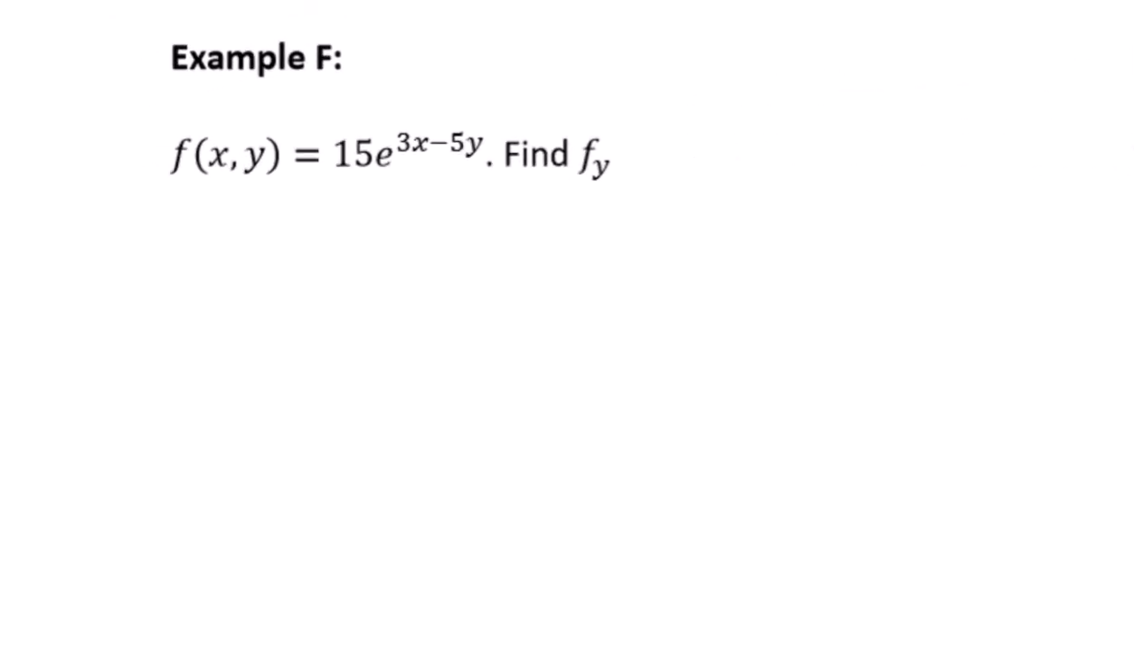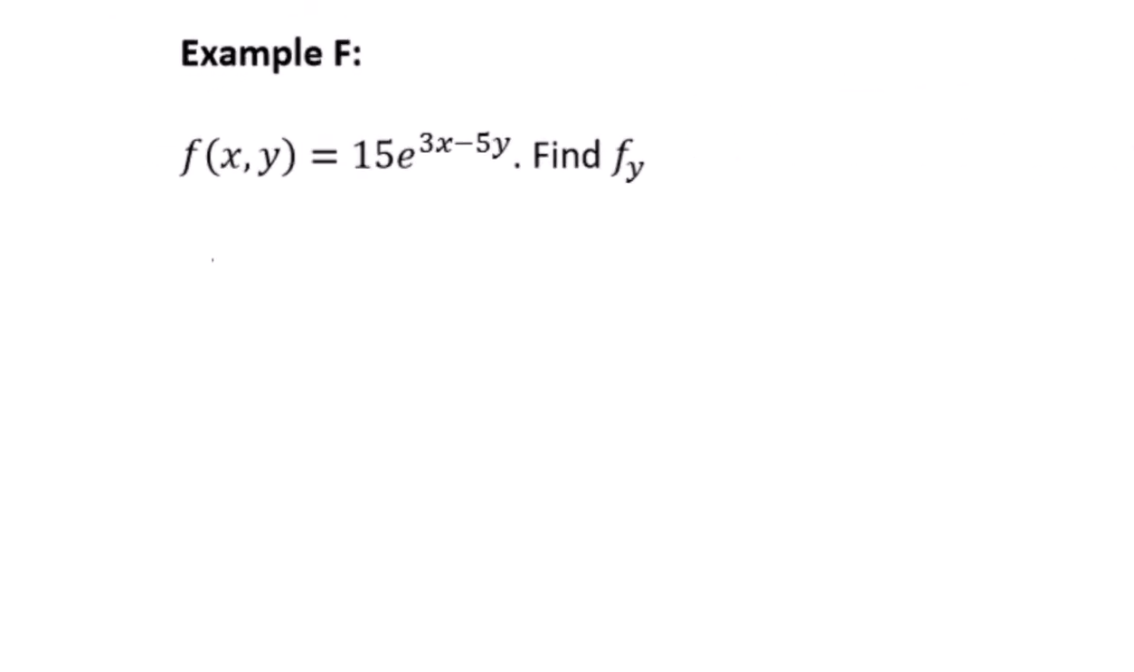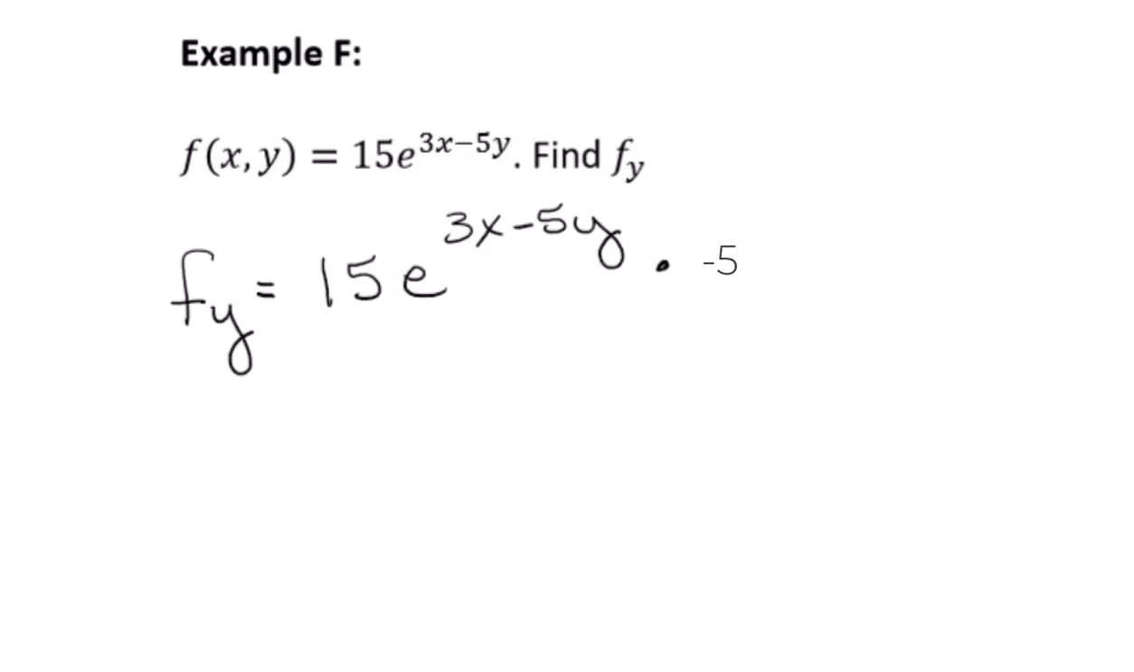In example F, we are asked to find the first derivative with respect to y. The chain rule still applies. Since it is e, we keep e as it is, and then we multiply it by the derivative of its exponent with respect to y, which would just be -5. So this would give us -75e to the 3x minus 5y. Again, the chain rule still applies.